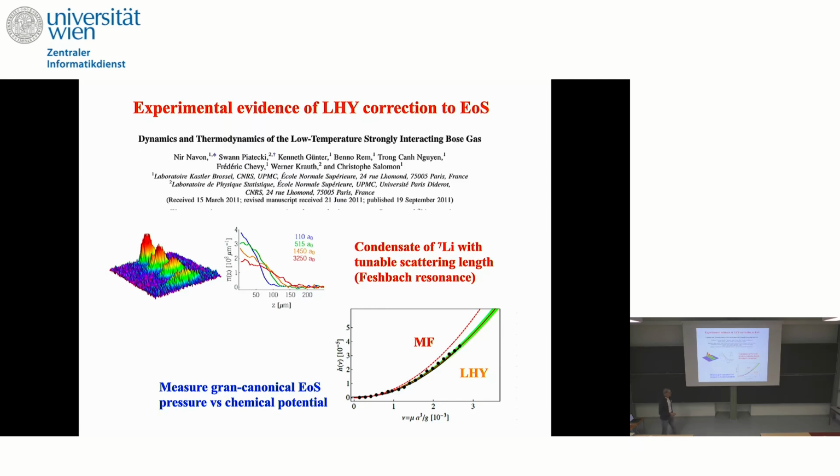And these are the experimental results. They can really distinguish between the prediction of just mean field and mean field plus Lee-Huang-Yang. So this is very clear experimental evidence of the correctness of the Lee-Huang-Yang term in the equation of state. In principle, with much more refined and precise measurements, they could also see the Wu correction.